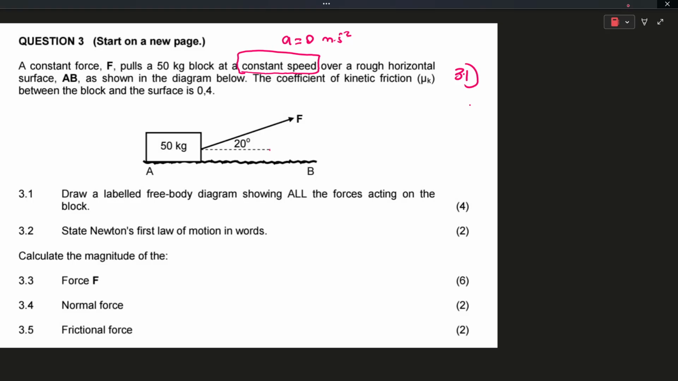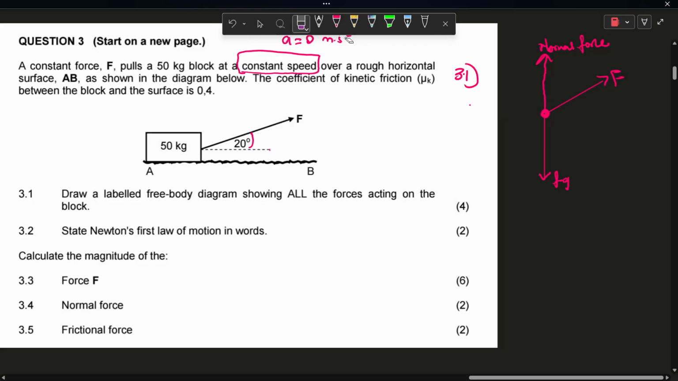Before attempting this question, learners, what is it that you are supposed to know? If ever there is an angle like this, you must know how to calculate the normal force. Draw a labeled free body diagram showing all the forces acting on the block. I'm going to put a dot. You call this a weight, that is the force of gravity. Then we also have force F. We also have the normal force. And then we also have this one, make sure that it's in the right position, which is Fk. That is how you answer this one.